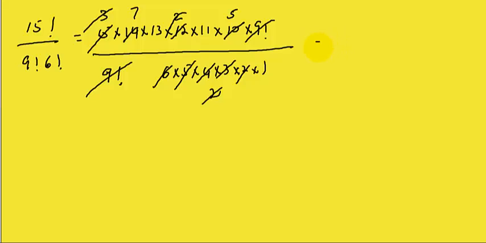So what we have left is really a 7 times 13 times 11 times 5. Okay, and then when you multiply, that's what you do. You just multiply 7 times 13 times. Okay, so now this turns into 5005.